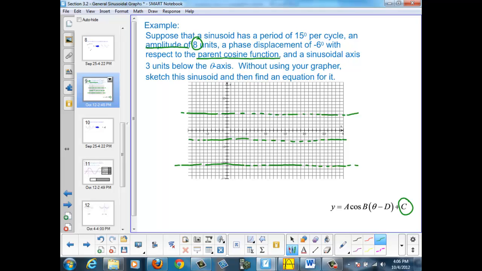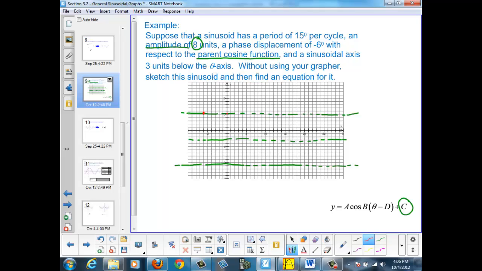Okay, to understand that, we need to recognize that our parent cosine function starts at a high point when x equals 0, or when our angle is 0 degrees. So that would mean that originally I would have a high point here on the y-axis, but we have shifted -6 degrees with respect to that original location. So now my high point has moved to -6. That gives us a starting point to sketch the rest of the graph.